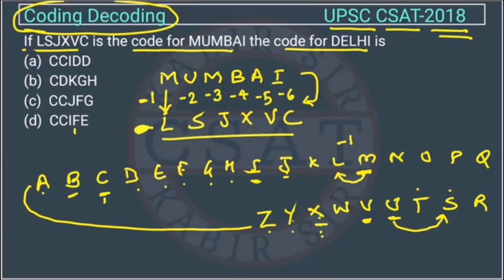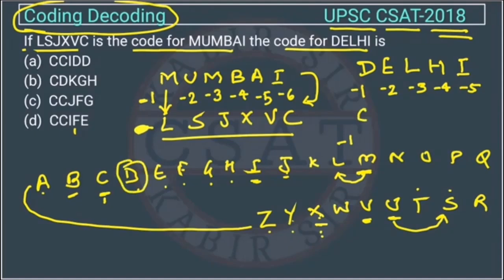Now we will apply the same rule to convert Delhi. DELHI, so we will apply the same logic here. This will be -1, this will be -2, this will be -3, this will be -4, and this will be -5. D is here, so -1 will be C. E is here, -2 will be backward, first, second, so this will be again C. L is here, so we have to go 3 steps backward, first, second, third. So this is I.